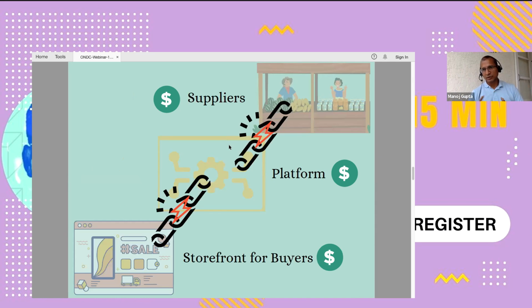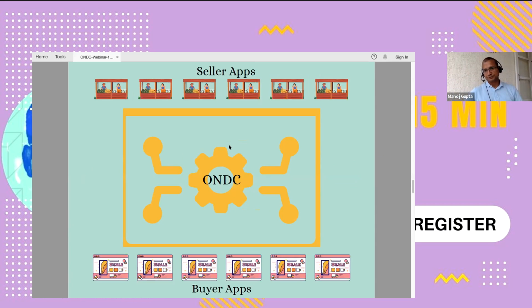So what ONDC is doing is breaking these 3 apart: supplier, platform, and storefront. They're literally breaking them apart, and saying that on one side there'll be seller apps, and on the other side there'll be buyer apps. The job of buyer apps is to get orders.